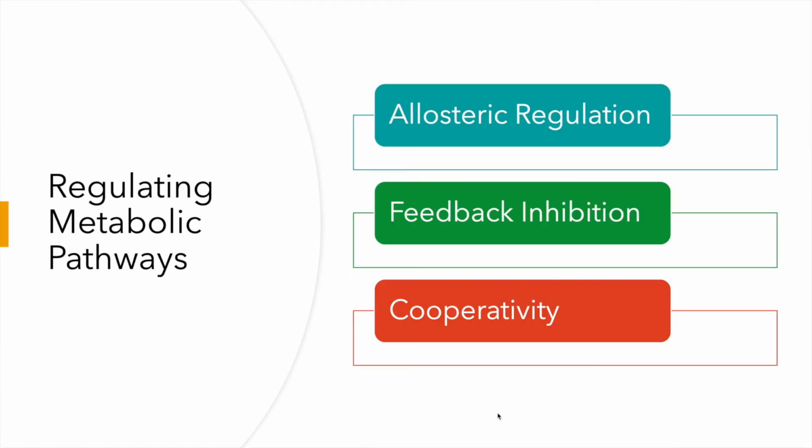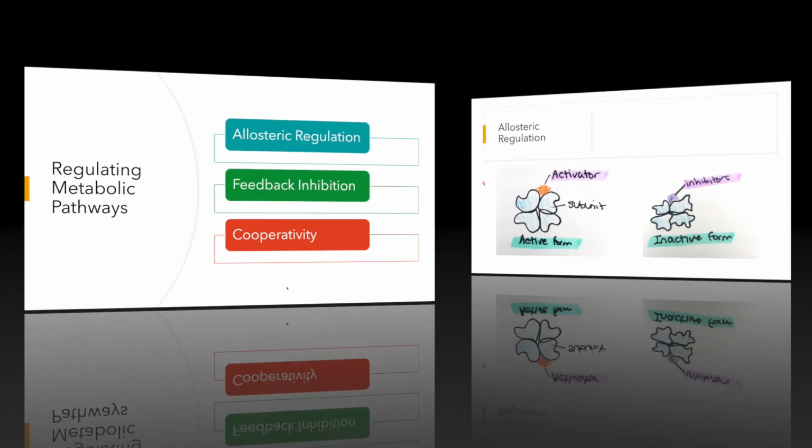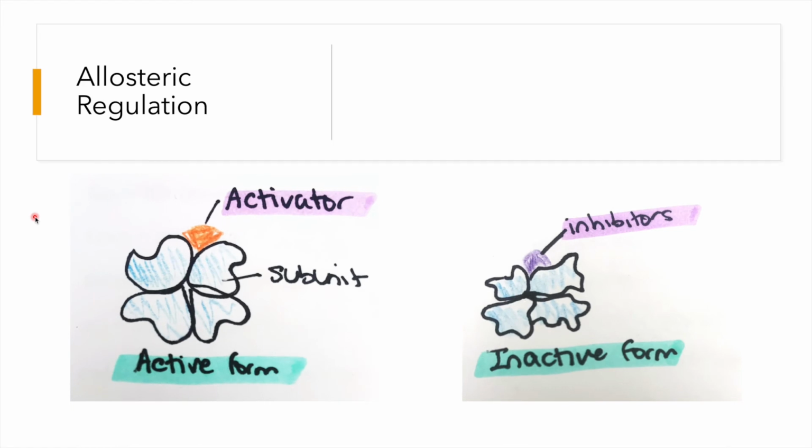Now let's discuss the enzymatic involvement with the regulation of metabolic pathways. We will discuss three types of regulations: allosteric regulation, feedback inhibition, and cooperativity. Allosteric regulation results in the impediment or promotion of enzyme function. The allosteric site is a site for a receptor that is different from the active site. The allosteric site is commonly found between subunits of an enzyme.